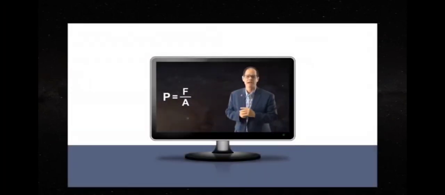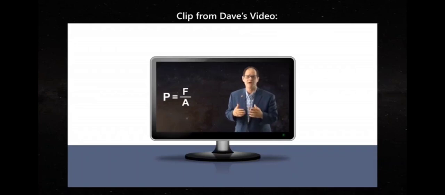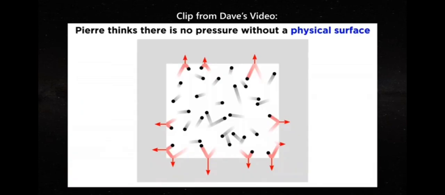"Unfortunately, in the gaseous model of the sun, there are no real surfaces by which pressure can even be defined. There is no area in the force over area definition of pressure." He is implying there is no pressure without a surface. This means he doesn't know what pressure is.